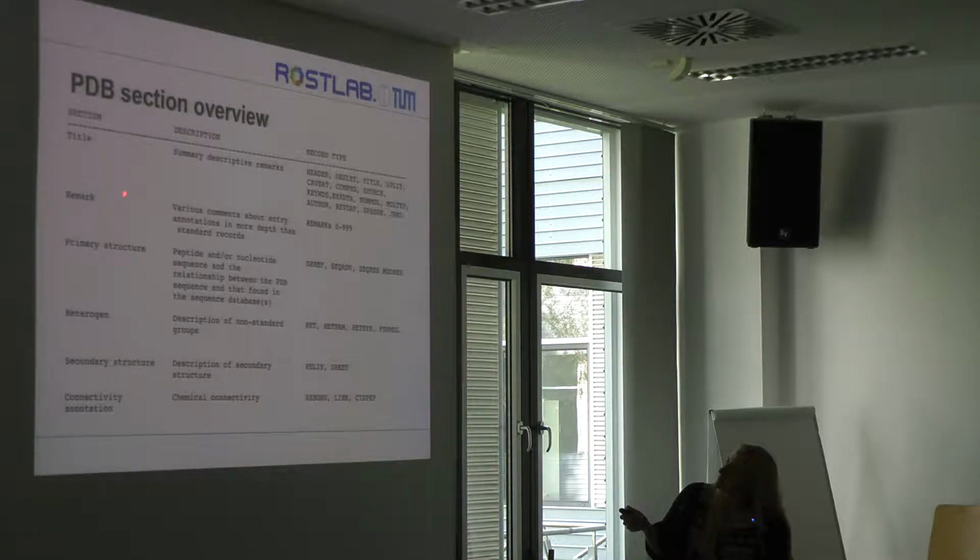Then there are different sections. So one is the title section that contains these records. There's a remarks section where you can put in lots of prose about what you find in there. There's an interesting section which is called primary structure, where you can find the sequence that this PDB chain refers to. That's information you often want to look at, because then you want to find the actual sequences.